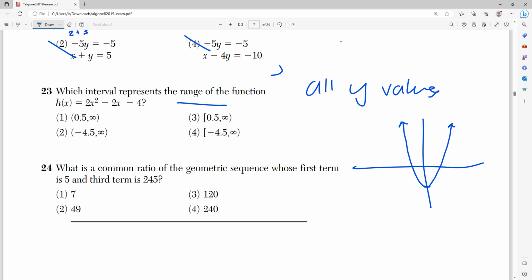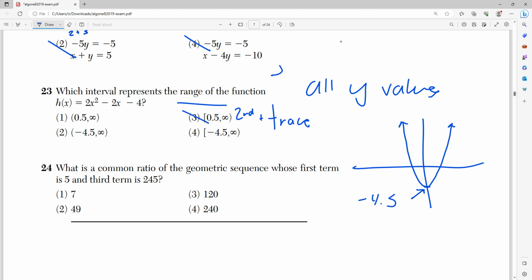Well, if you go back to that trace, you can go second plus trace. You can then calculate what I call the minimum, set your bounds, and then press enter. And what the minimum function will tell you is that this point lies at negative 4.5, right? So in reality, it goes from negative 4.5 to infinity, right?